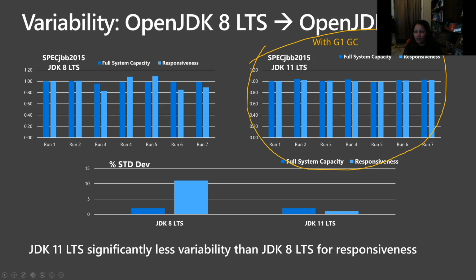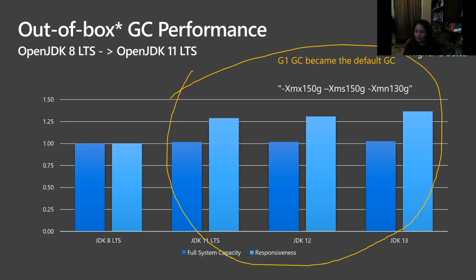Now let's look at out-of-box performance. Out-of-box basically means that you just specify the min and max heap on the command line, and sometimes you want to give the nursery as well. In this case, we set the nursery to 130 gigs, whereas the max and initial heap was set to 150 gigs. You see a drastic improvement in your responsiveness as soon as G1 GC became the default GC. In JDK 8, it was parallel GC, and from 11 onwards, you will see G1 GC as the default.